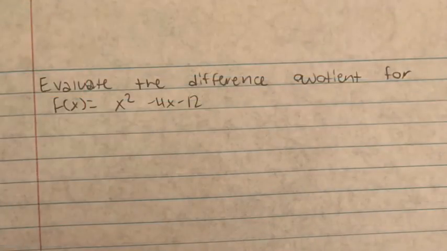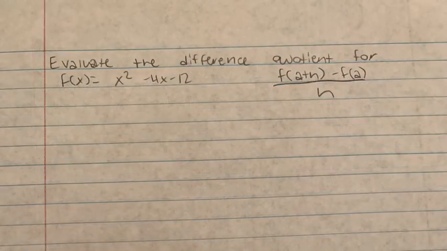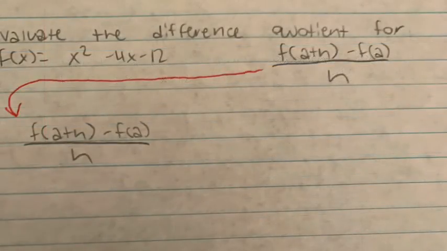We'll now move on to an example with the generally less preferred formula. We have to evaluate the difference quotient for x squared minus 4x minus 12. Here we are once again starting with our formula, but I decided to move it over just for clarity of work.